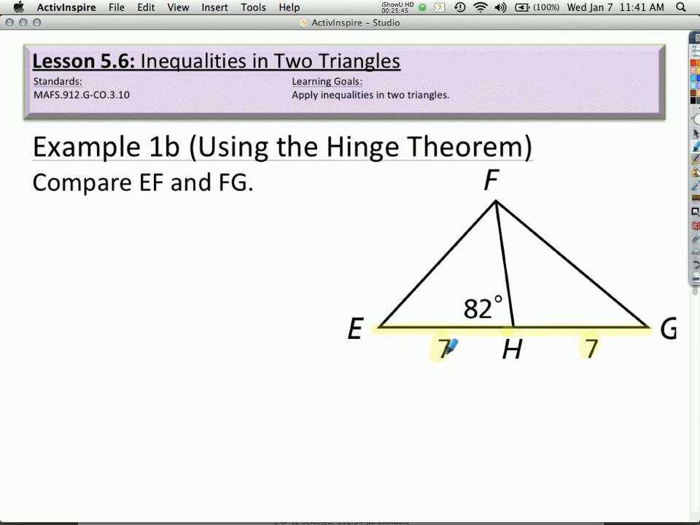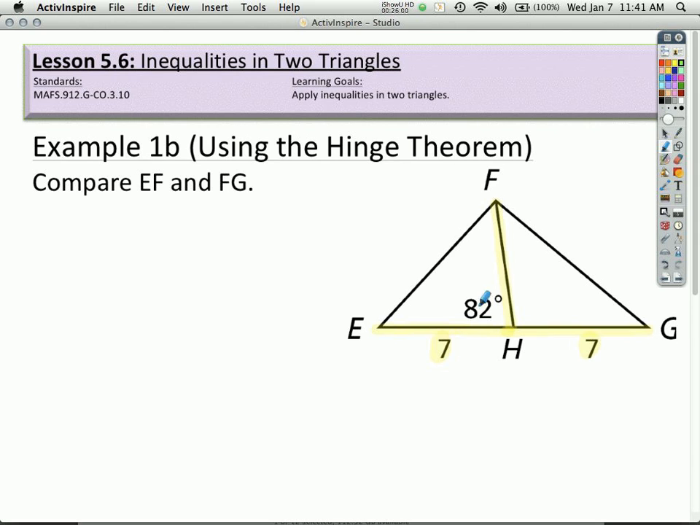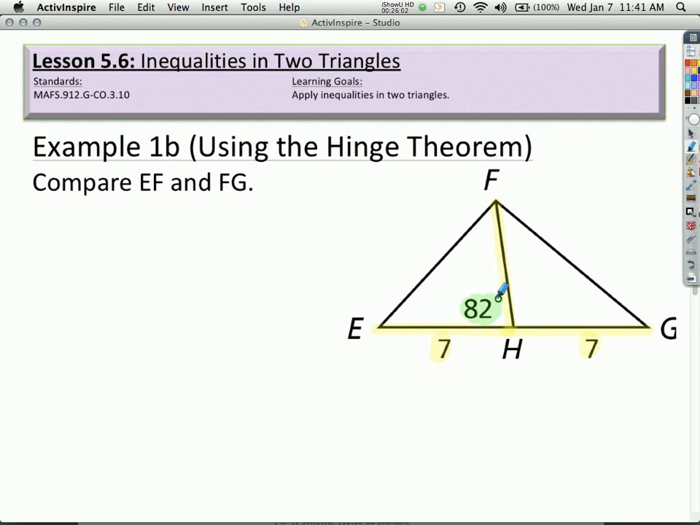Stephen? How do you know that? The reflexive property. Very good. Now we want to use the hinge theorem, which means we need the included angle. And so we have an included angle here, but I don't have anything to compare it to over here. I don't have another angle. So what are we going to do about that?